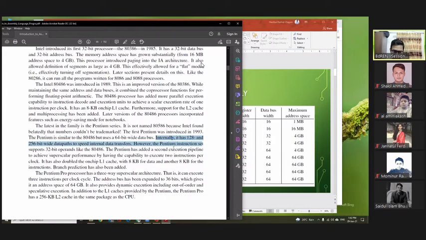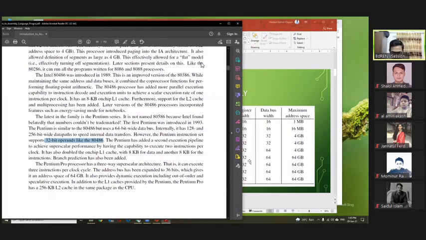Internally, it has a 128 and 256 wide data path to speed up the internal speed. However, the Pentium instruction set supports 32-bit operands. So it's actually contradictory. Sometimes they're using some booster for internal purposes. So from one position to another, sometimes they have a maximum size of 64, but the processor they have written here has only 32-bit operands. That is one confusion. Another exception is Pentium Pro.